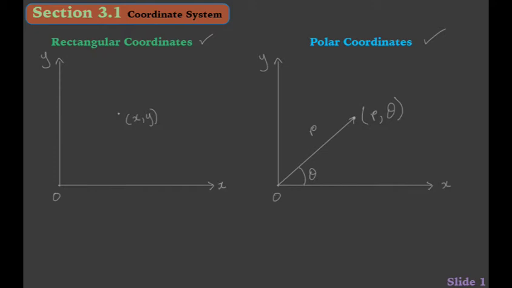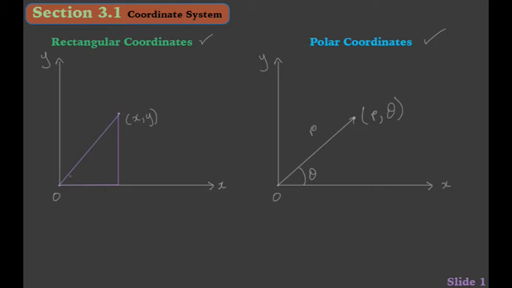So that is the difference between rectangular coordinates and polar coordinates, and this is how we define a point in space, either through rectangular coordinates or through polar coordinates. The difference between the two is that if I draw a line from the origin to this point and I draw a triangle out of it, we have this triangle over here.